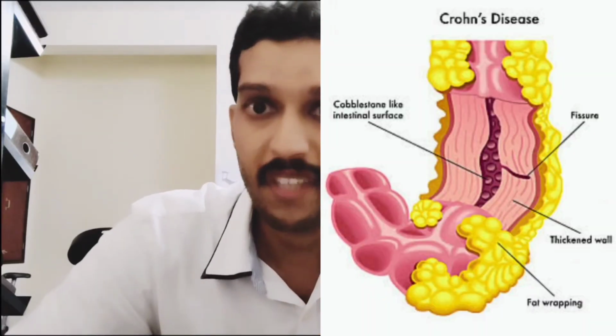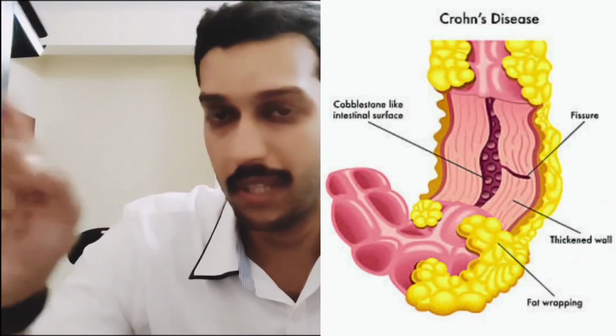Now coming one by one, what is the most common site of Crohn's disease? The most common site of Crohn's disease is the ileum. Then comes the cecum. Whereas in ulcerative colitis, the most common site is the rectum. It can go upwards. It is retrograde in spread. From the rectum, it goes to the colon. So ileum in Crohn's disease and rectum is the most common site in ulcerative colitis, which spreads retrograde.